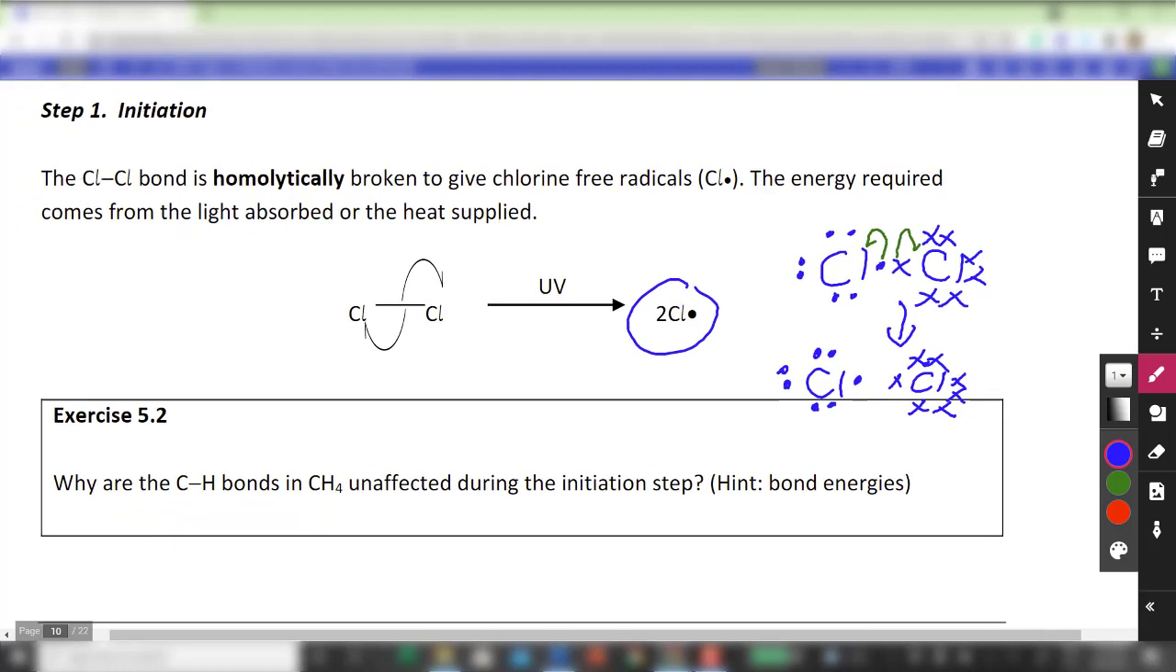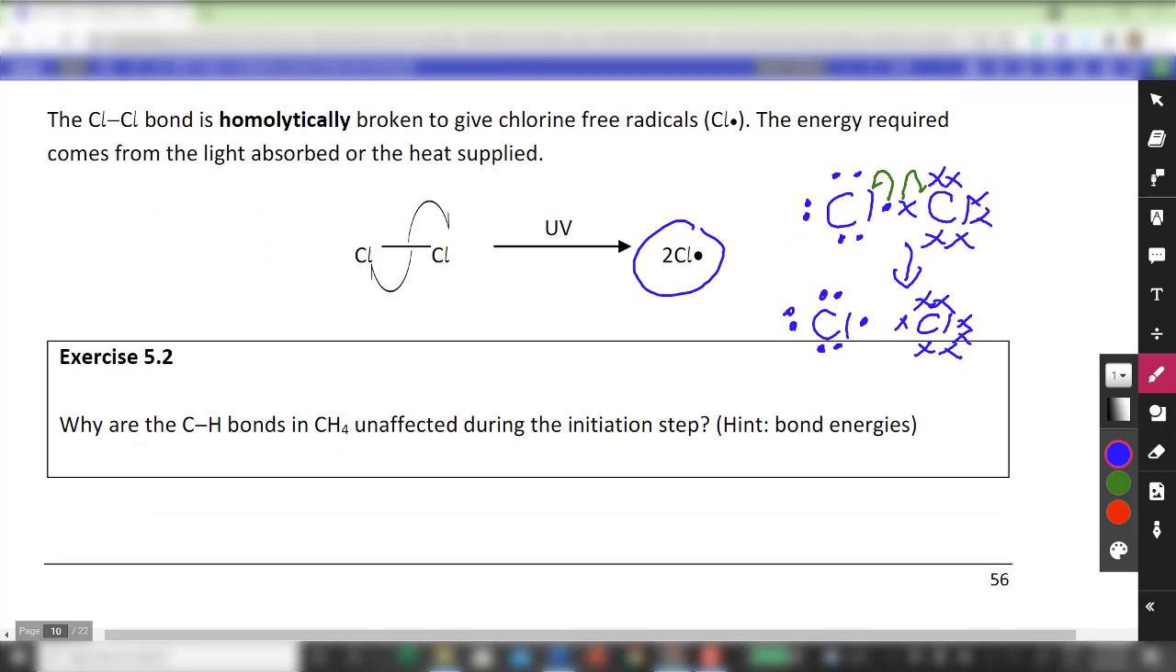Okay, if we very quickly go on to exercise 5.2, you are being asked why the C-H bonds are unaffected. I think the main reason is if you check out the bond energy of the C-H bond, it's around 410 kilojoules per mole. But the bond energy of chlorine is about 242. You just need to check your data booklet. So therefore the amount of energy you incorporate in the UV light is sufficient to overcome the Cl-Cl covalent bonds. But that amount of energy is insufficient to overcome the C-H covalent bond. So just take note of that.